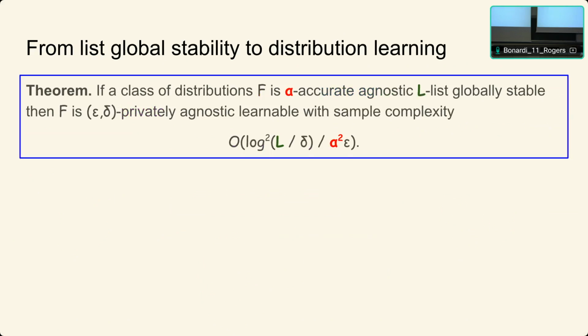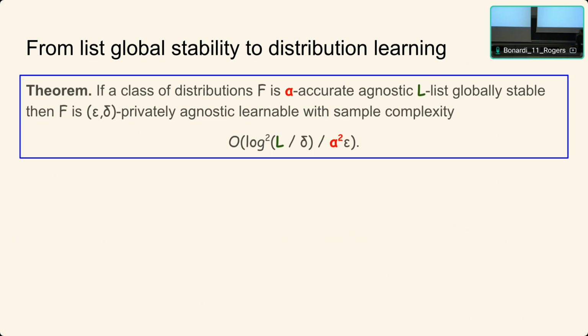Okay, so why do we care about list global stability? So we proved this theorem. What we show is that if a class of distributions F is alpha accurate agnostic L list globally stable, then it turns out that same class is also epsilon delta privately agnostic learnable, and it has sample complexity something like log squared L over delta over alpha squared epsilon. And so what this means is that in order to prove sample complexity bounds for learning a distribution, we just need to design these list globally stable learners, and the list size can be something like exponential in the parameters we care about.